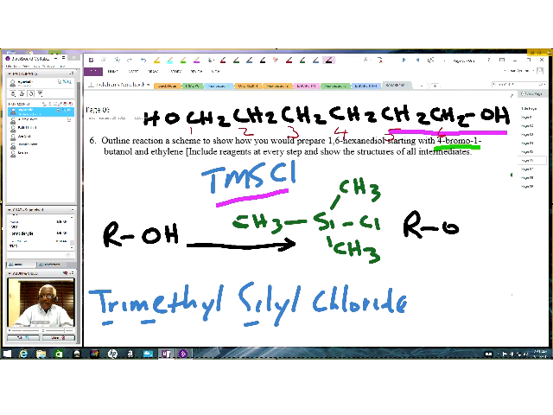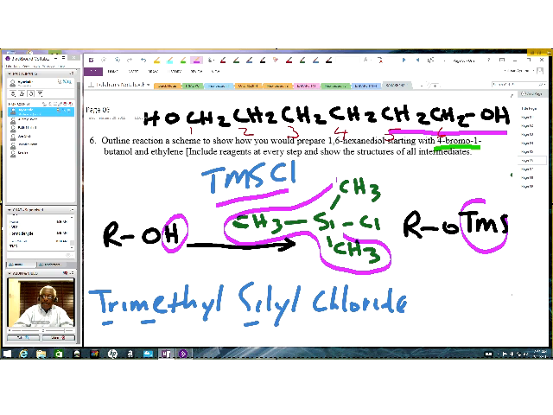If you take TMS chloride and react it with an alcohol, then you get this. In other words, what are we doing here? We are replacing the hydrogen of the alcohol with TMS. That is this part of this molecule right here. Now, this TMS ether is very stable under basic or neutral conditions, so it will not react with a Grignard reagent.